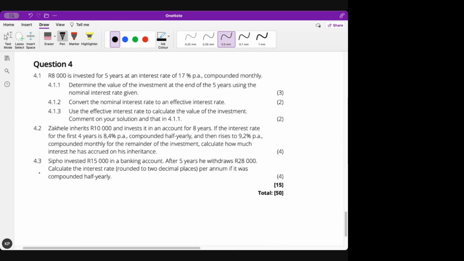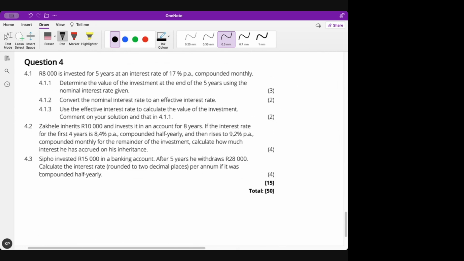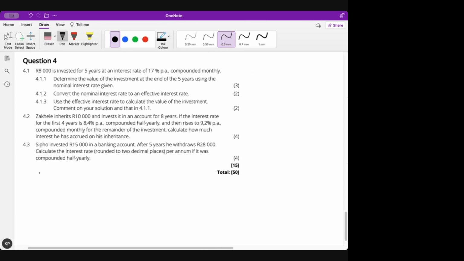Great. Question 4 is the last that we have, which corresponds with the amount of time that we have left anyway. All right, let's start off with 4.1, which says 8,000 Rand is invested for 5 years at an interest rate of 17% compounded monthly. Determine the value of the investment at the end of the 5 years using the nominal interest rate given. And now we have entered the nominal and effective rate chat.